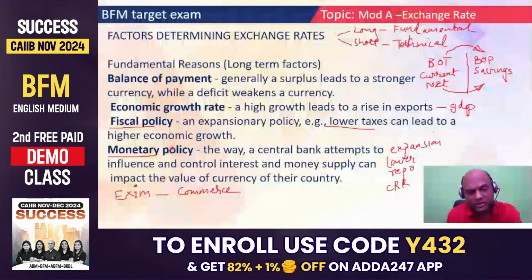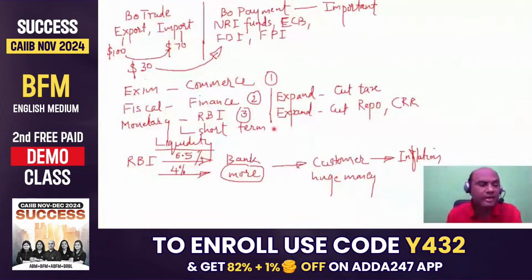Reason means what? Monetary policy expansion. If you have lower taxes, understand this, everyone. If you have lower taxes, people will do more business. So that will go for more expansion, more GDP. If you have lower CRR and lower repo rate, people will take more loans. So once they take more loans, they'll be doing further business. So that will again lead to expansion. Okay. Next.